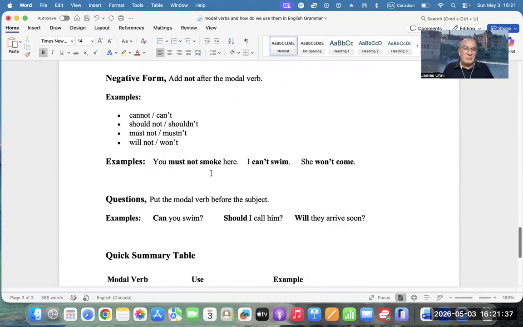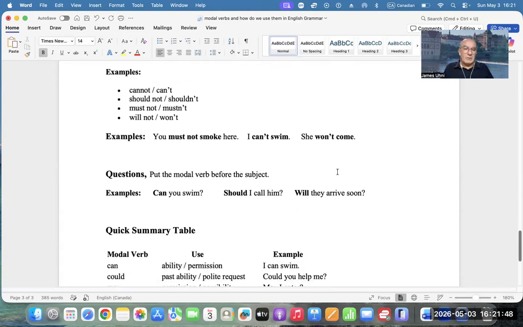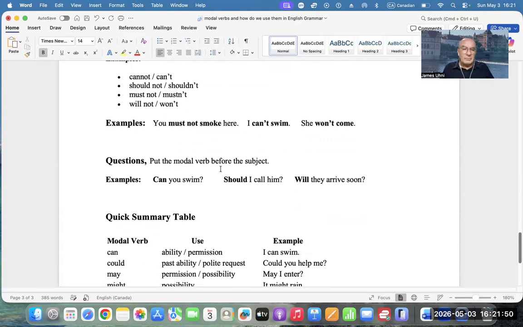And here are the last examples. You must not smoke here. I can't swim. She won't come. She missed the plane. Question: put the modal verb before the subject. Same thing as with tenses. Wherever we have a tense with a question, we put the verb or modal verb in front of the subject.